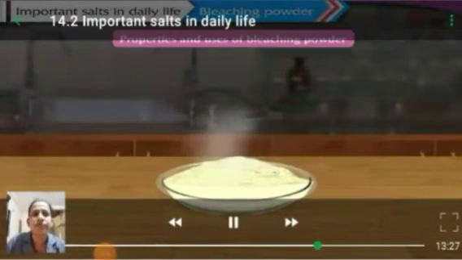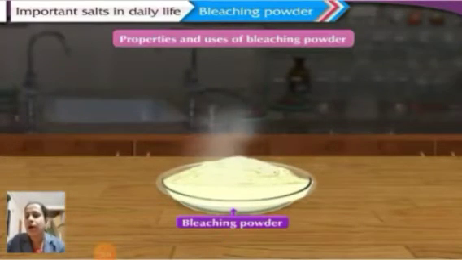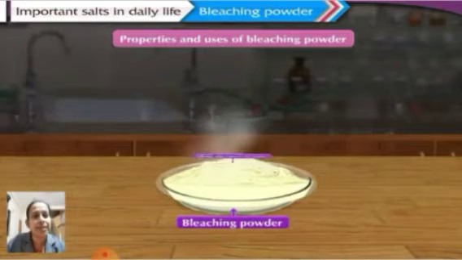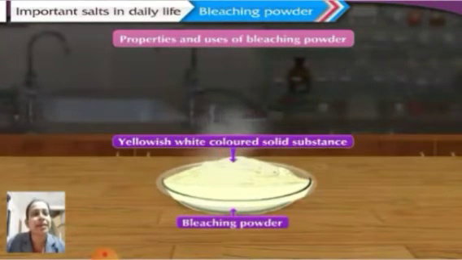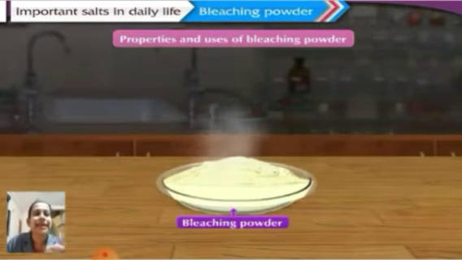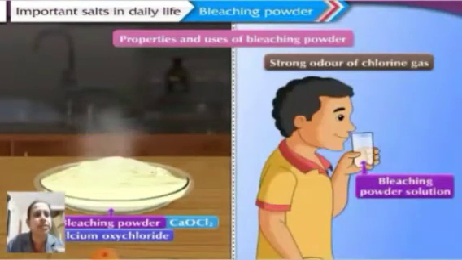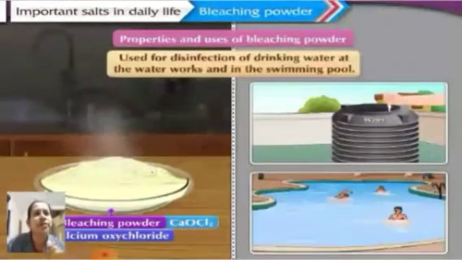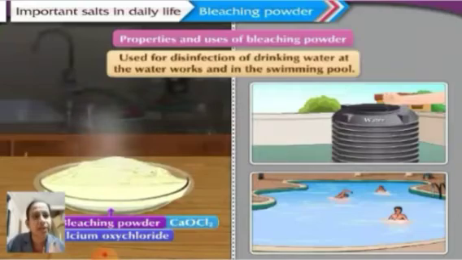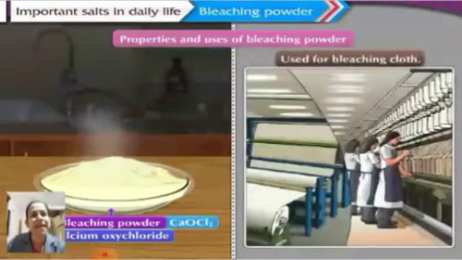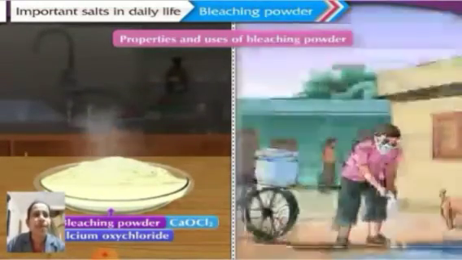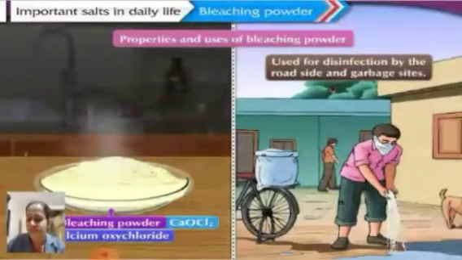Bleaching powder, if you see, is a yellowish white colored solid substance. Its chemical name is calcium oxychloride, and the molecular formula is CaOCl2. Bleaching powder has a strong odor of chlorine gas, and therefore it is used for disinfection of drinking water at the water works and even in the swimming pool. It is also used for bleaching of clothes.